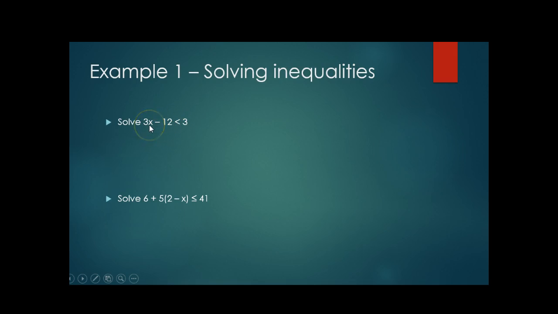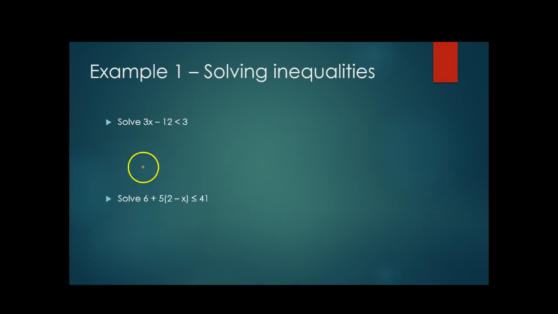If we plug in 0, for example, 3 times 0 is 0, minus 12. 0 minus 12 is negative 12, so that's an answer. 0 is a solution. We have to find out all the possible solutions. We want to solve this inequality for x. And this is the same as if this was an equal sign.